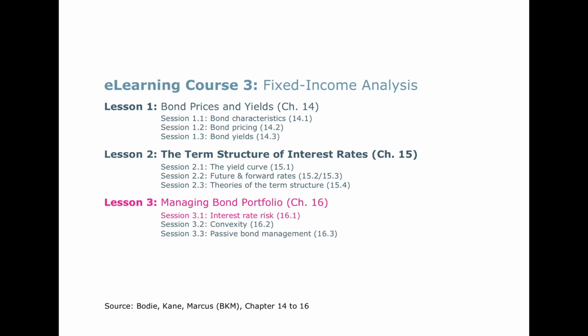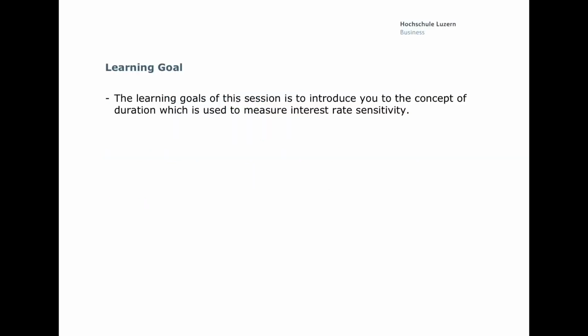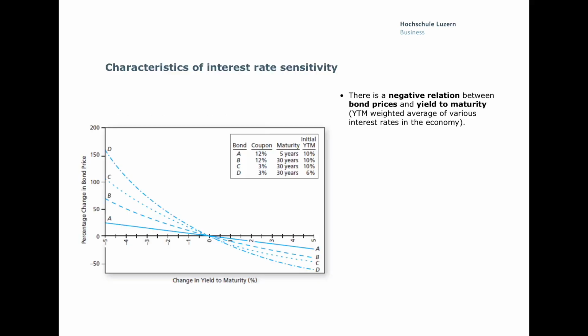Now, let's start with session 3.1 and let's talk about interest rate risk and how it can be measured. The learning goal of this session is to introduce you to the concept of duration, which is used to measure interest rate sensitivity, meaning how sensitive bond prices react to changes in market interest rates. The first question to ask is what the characteristics of interest rate sensitivity are.